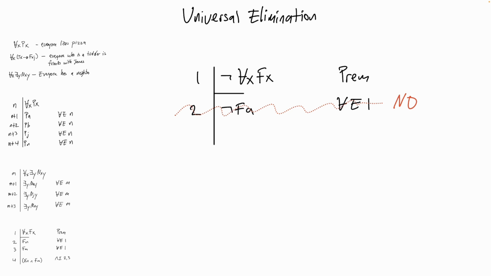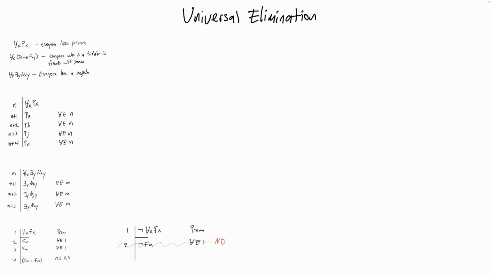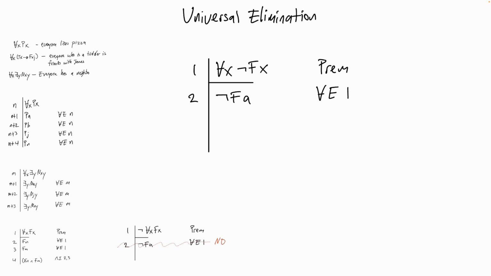Because what not for all x Fx says is that not everyone is funny. Given that premise, you can't then take some arbitrary member of the domain and conclude that they must fail to be funny. You don't know that. All you know is that at least some people in the domain aren't funny. An arbitrary person you select might be one of those unfunny people, but they might not be. So from not for all x Fx, you're not entitled to conclude not Fa, and the universal elimination rule doesn't allow you to do that. If you had for all x not Fx, everyone is such that they fail to be funny, then you could use universal elimination to conclude not Fa.